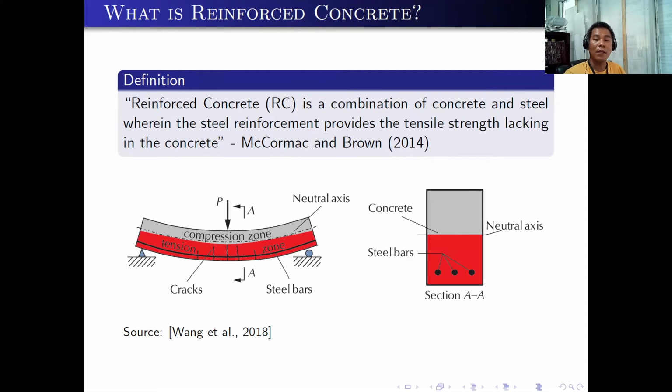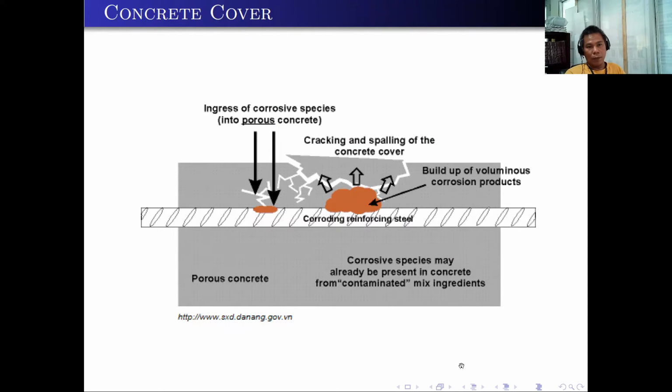As you can see in section A, you can see the steel bars applied at the tension side of the section, and the neutral axis and the compression side of the section. Also, we have the concrete cover.